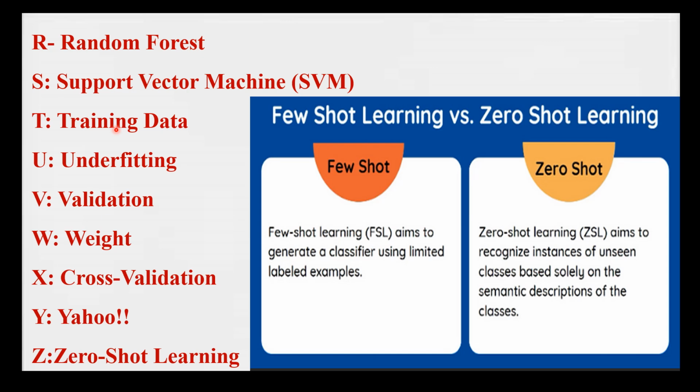Then T is the training data. Now training data is a set of input-output pairs used to train a machine learning model. Now the model learns patterns and relations in the data, which it then uses to make predictions on unseen data.